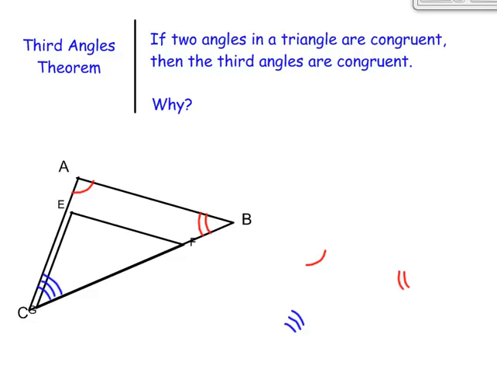Something to keep in mind as we go into section 4.2, where we're going to be talking about how we tell whether triangles are congruent or not. If all you know are the three angles, you can have different sized triangles with congruent angles. So the two triangles don't necessarily have to be congruent to have congruent angles.